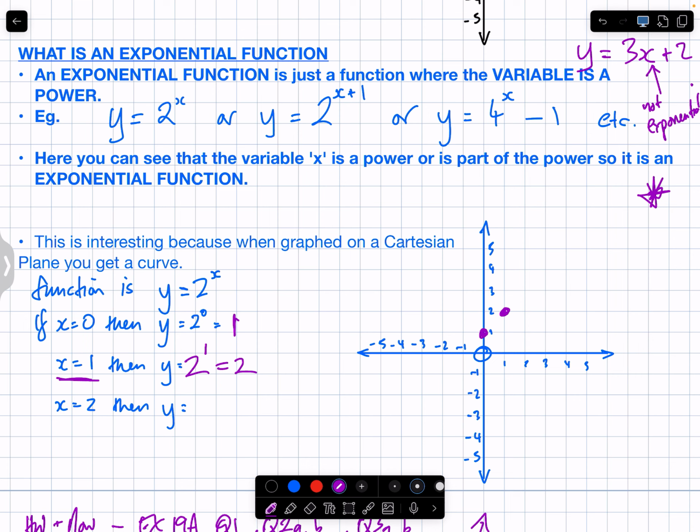So let's draw 3. If x is equal to 2, the function is going to be 2 to the power of 2. See how this relates to your previous week? What does that power mean? How many times am I going to times 2 by itself? Twice. 2 times 2 is what? So where's my last dot going to be? When x is equal to 2, y is going to be 4.